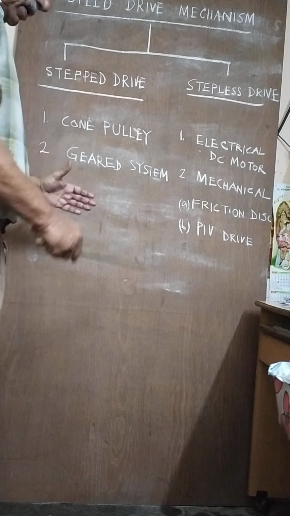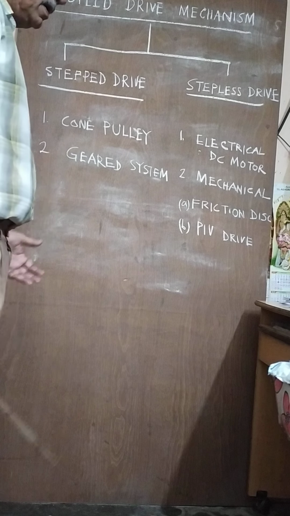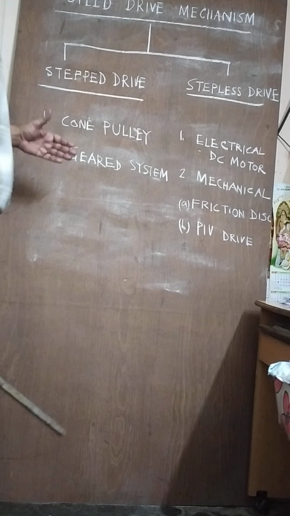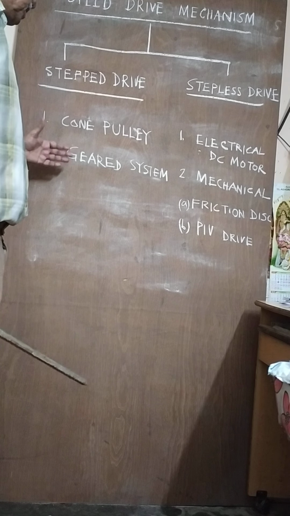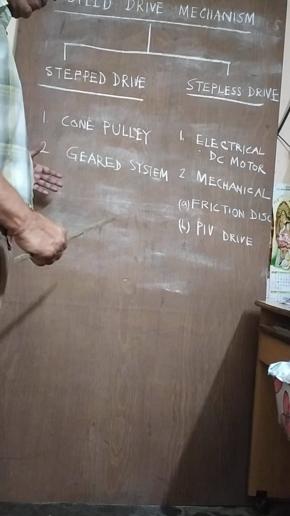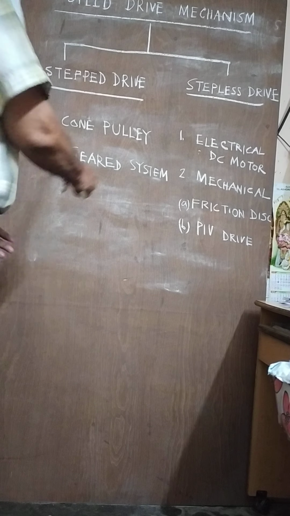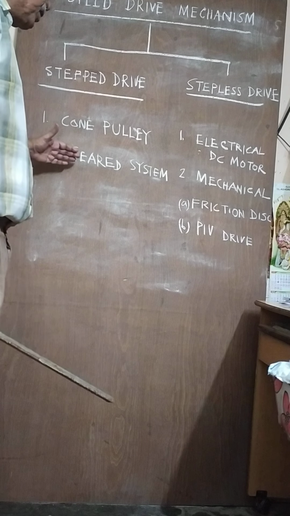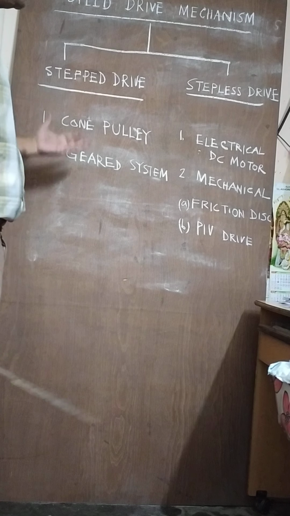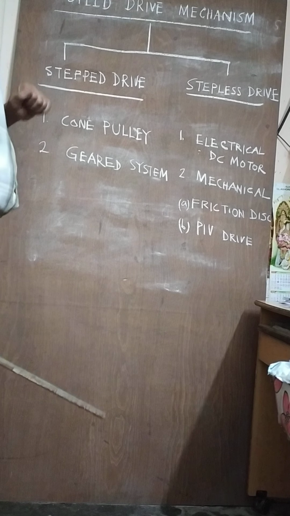Because if you have more speeds, a wider speed range, then you have flexibility and better metal cutting operations for different operations like threading, turning, and for different tools. For example, for a high speed steel tool, the surface peripheral speed requirement is low, whereas for a carbide tool, the peripheral speed requirement is high. In the case of a CBN tool, cubic boron nitride, the peripheral speed requirement is further high.